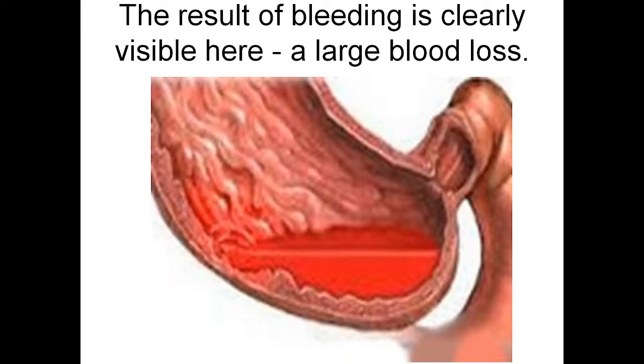The result of the bleeding is clearly visible here. The result is a large blood loss, and in this slide you can see the large blood loss. Large blood loss led to shock conditions.